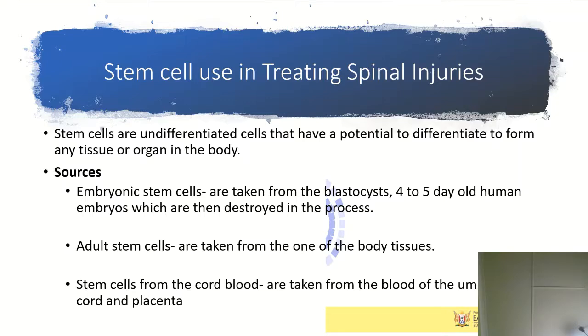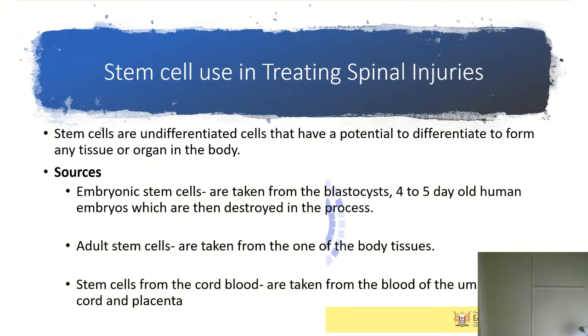Now, embryonic stem cells are those that are taken from human embryos, more particularly from the blastocysts, where an embryo is between 4 to 5 days of age. That is where embryonic stem cells are harvested. And when they are harvested, the embryos are destroyed in the process. You need to note that.